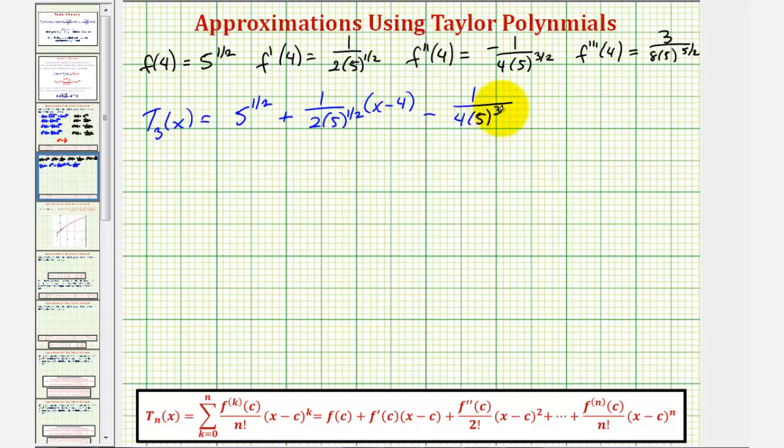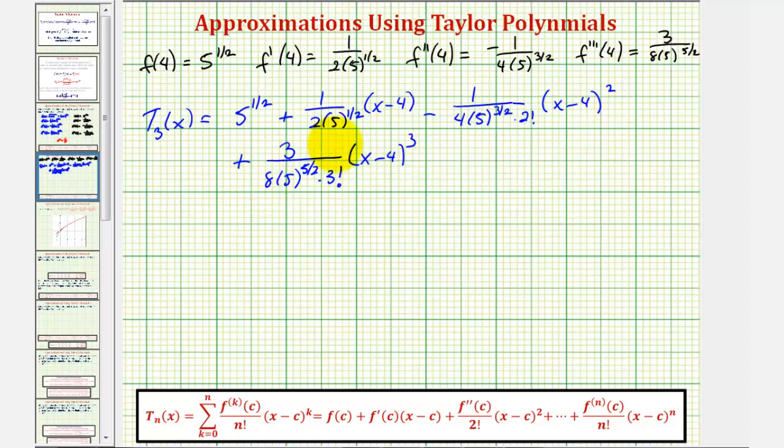Now we do have a 2 factorial here in the denominator, so we'll go ahead and put this here, times 2 factorial. And then we have times the quantity x minus 4 squared. And the last term for our Taylor polynomial will be plus f triple prime of 4 divided by 3 factorial times the quantity x minus 4 to the third. So again, we'd have 3 divided by 8, 5 to the 5/2 times 3 factorial in the denominator times the quantity x minus 4 to the third.